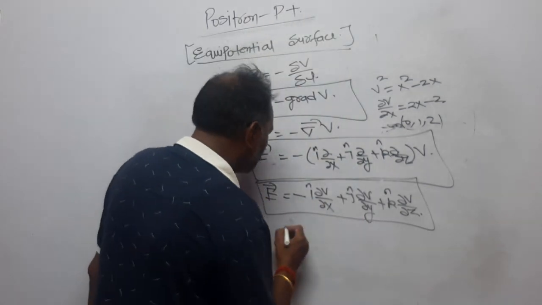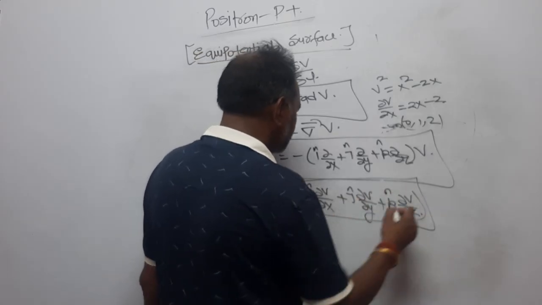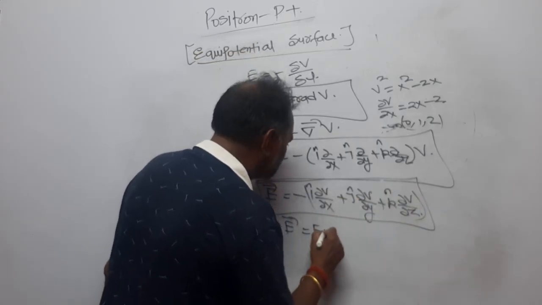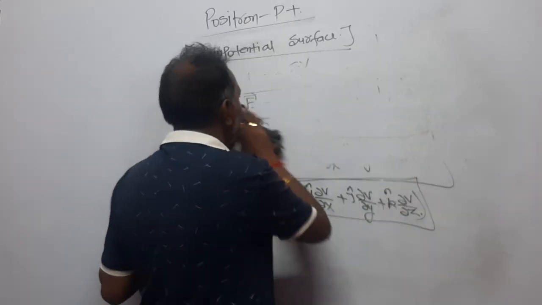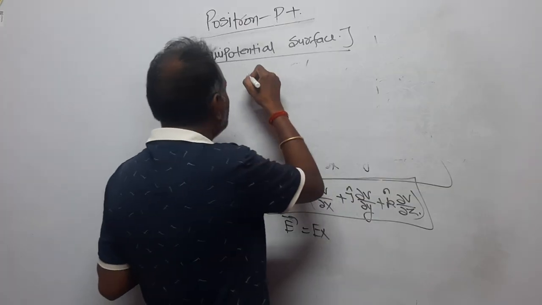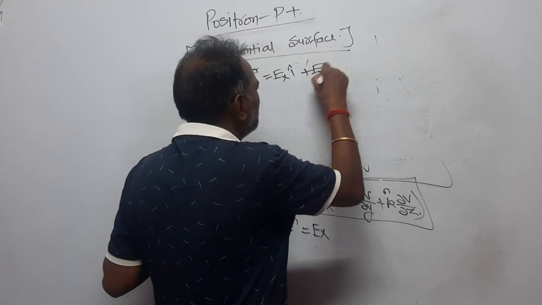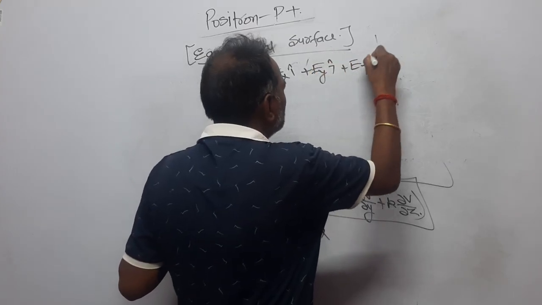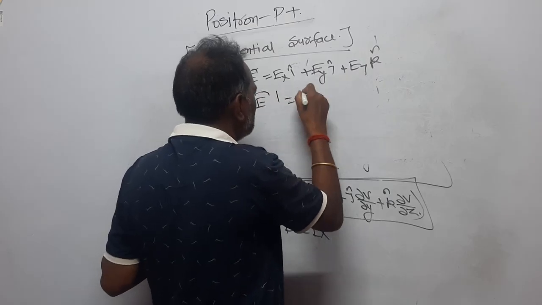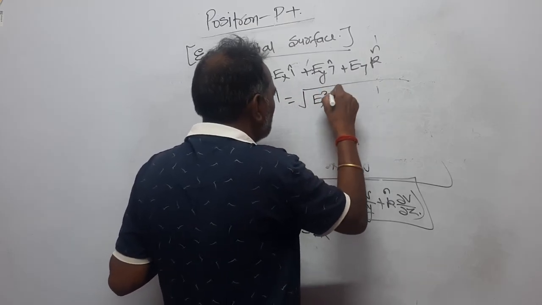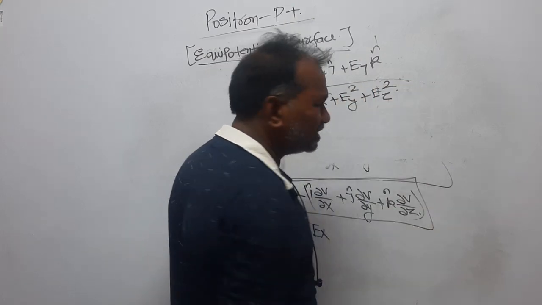And then once you are able to find out vector E is equal to Ex i cap plus Ey j cap plus Ez k cap, then you can find out the mod of vector E is equal to under root Ex square plus Ey square plus Ez square, right?